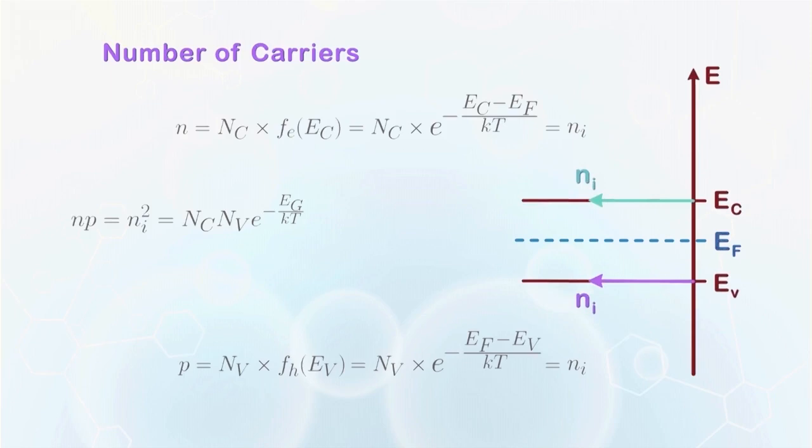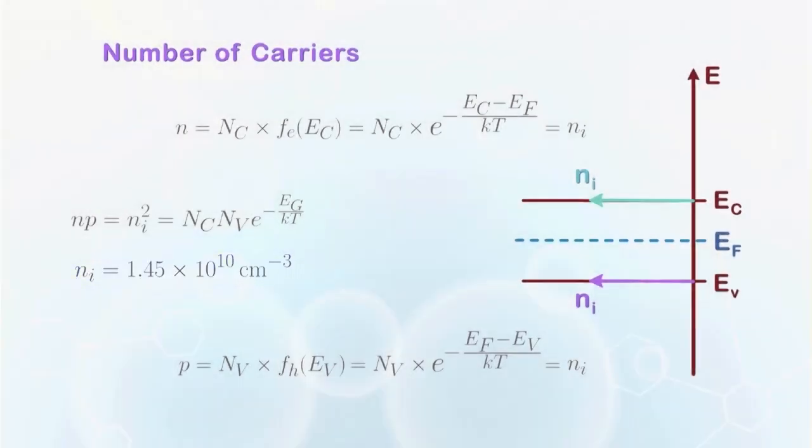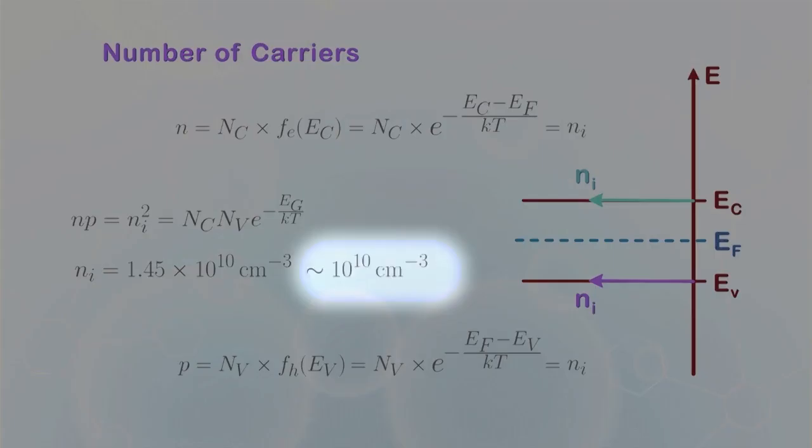To summarize the results, we usually quote the number of carriers of silicon at room temperature, which is 1.45 times 10 to the power 10 per cm cube. But engineers are lazy, and we generally just remember Ni equal to 10 to the power 10 per cm cube for simplicity. And this will be the number used in this course.